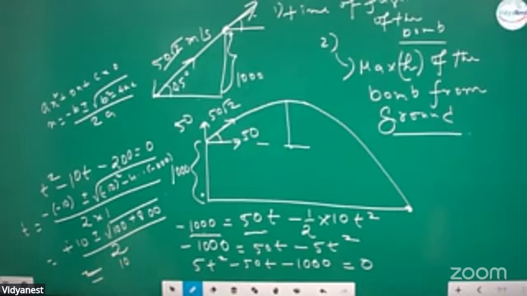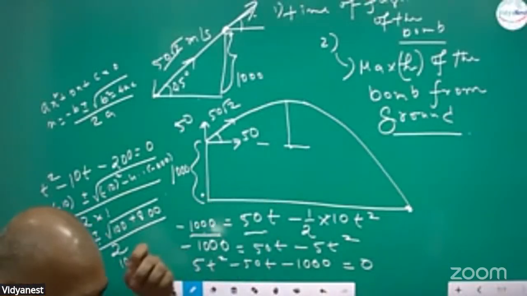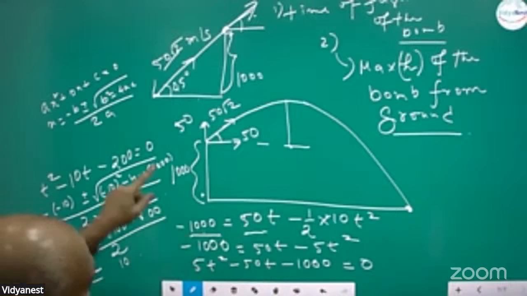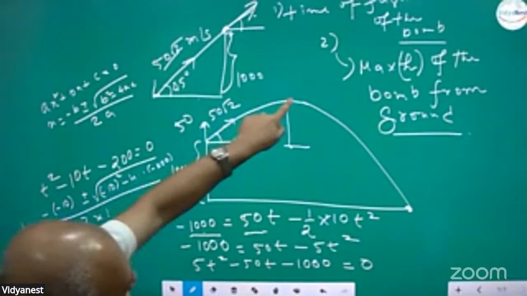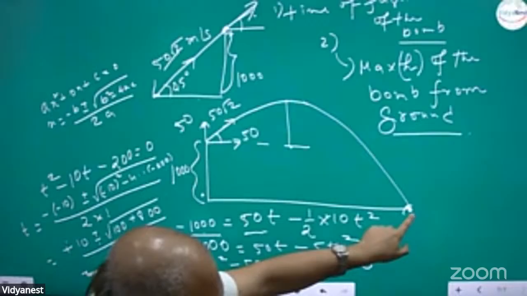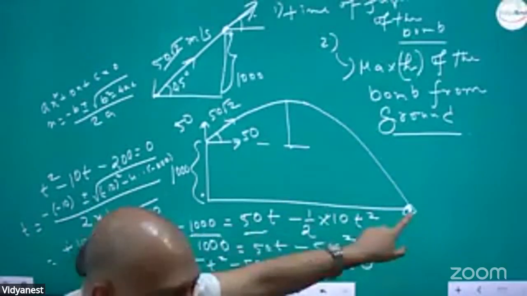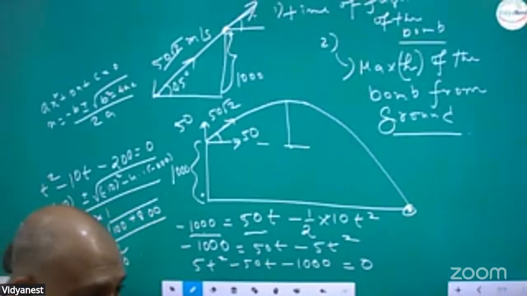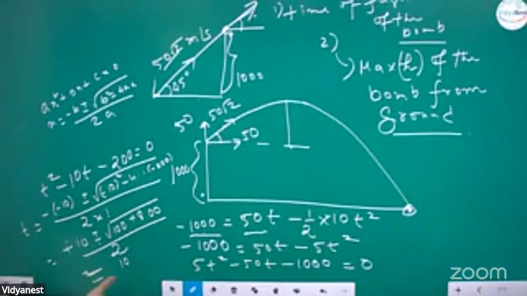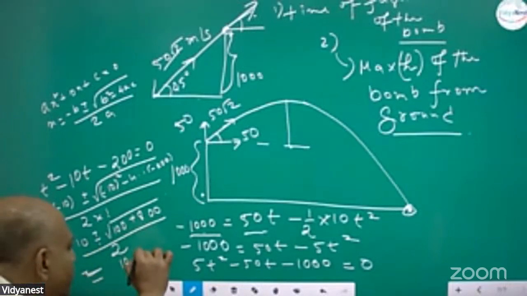Then don't take the minus sign here, because two solutions are going to come now, plus minus. If I take the minus sign, the time will come negative. Negative time is no value, because whenever it is projected this way, the particle reaches this point only one single time. The bomb reaches this point only one single time. So you have to find only one time from here. So we are going to take only the plus value, plus 30 by 2.